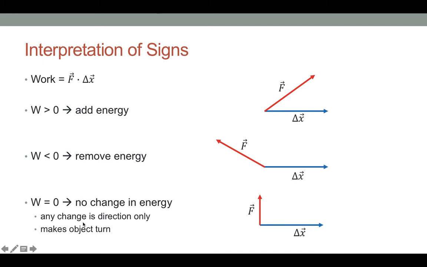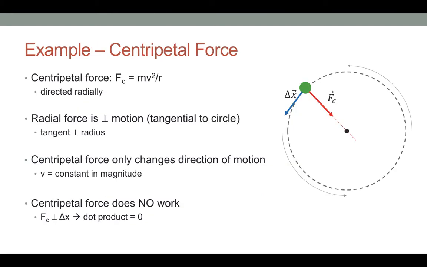Any change would simply be a change in direction, or the object turns, but work is a scalar, and that means energy is a scalar. That means there's no change in energy. The object is merely changing its direction, and that doesn't affect the scalar quantity.